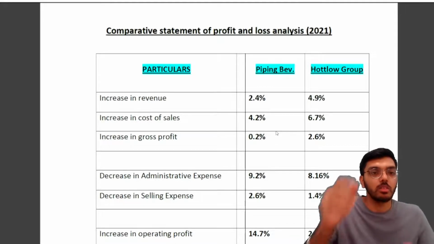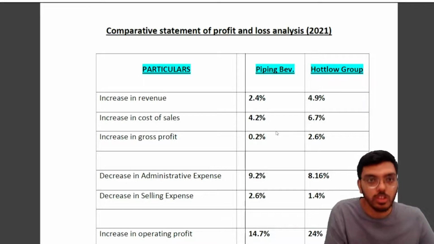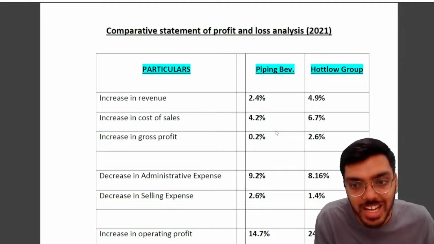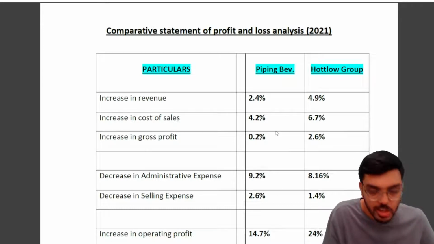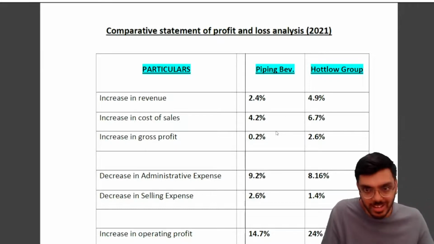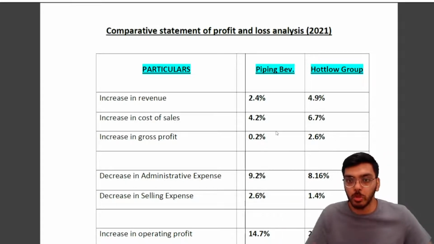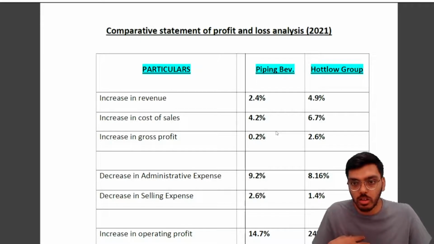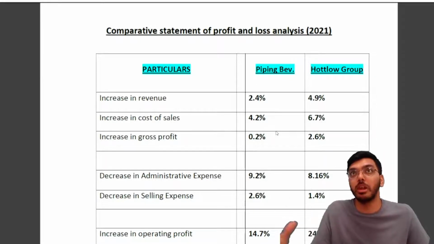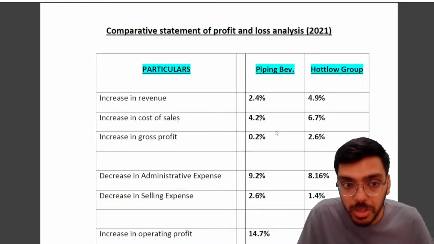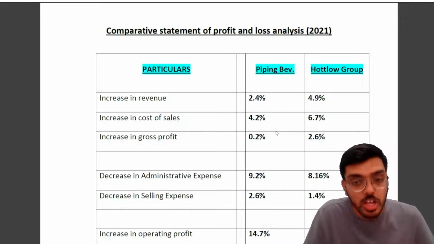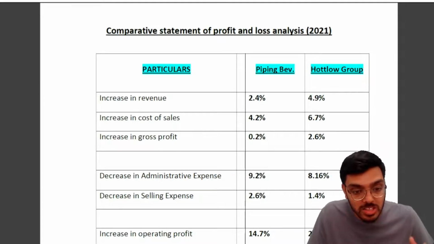If you look at the financial statements that are on your screen, you will see that Hotlo Group revenue grew at 4.9%. And Piping Beverages revenue grew at only 2.4%. So though our revenue is bigger than theirs, their growth rate was almost double that of mine. Their growth rate was almost double in terms of capturing market share. So this seems like a worry for Piping, right? Your closest competitor is growing at a rate faster than yours. Something to be wary about.